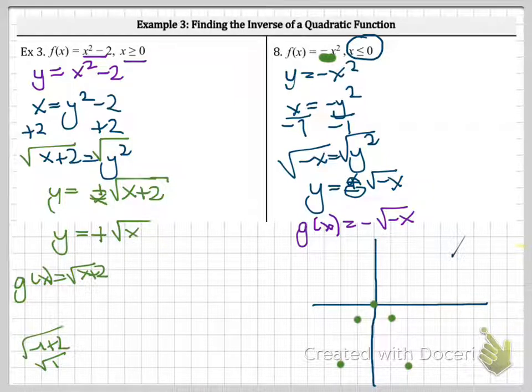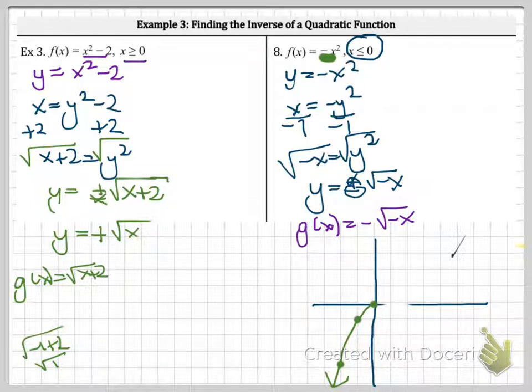Now it says less than or equal to 0. So that means I am only interested on the left side, the negative values. So that's the ones I want here. Now let's look at g of x equals negative square root of negative x.